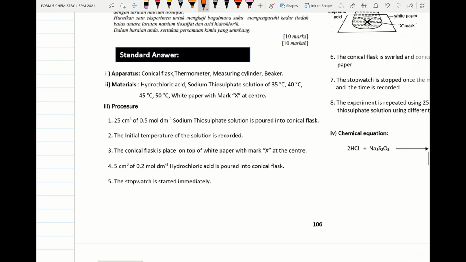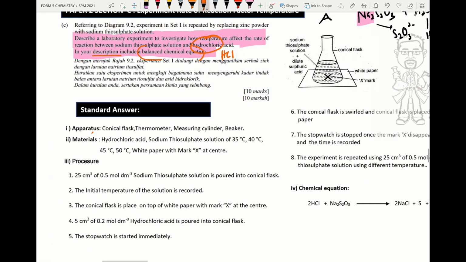So I will start with apparatus. The apparatus that we need is a conical flask, thermometer, measuring cylinder to measure the liquid, and beaker, again a beaker to pour the hydrochloric acid. The hydrochloric acid from the beaker will be poured into the conical flask containing sodium thiosulfate. The materials that we need: hydrochloric acid, sodium thiosulfate at 35 degrees Celsius, 40 degrees Celsius, 45 degrees Celsius, 50 degrees Celsius, and a white paper with mark X at the center.